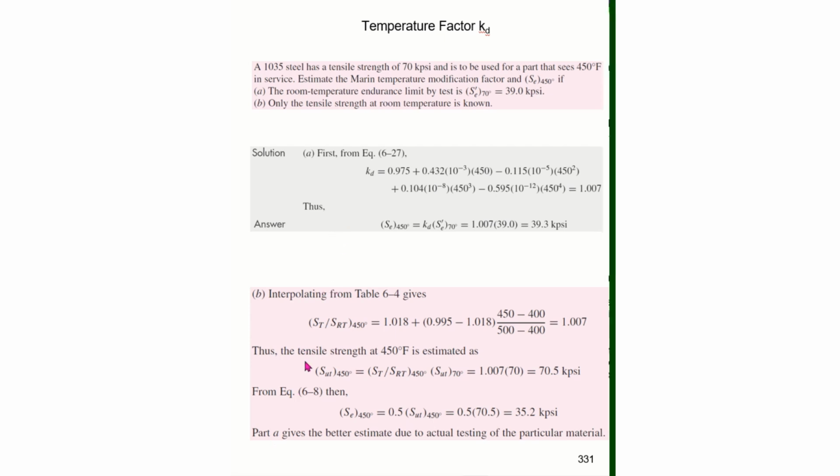Now, in this particular case, because there aren't any other Marin factors considered, Part A gives the better estimate due to actual testing of the particular material. But given that other Marin factors are involved, then you need to modify the ultimate strength for temperature and compute all those other Marin factors based off of the modified ultimate strength. So be careful with this statement here. In this particular case, Part A gives a better estimate due to actual testing, but that's because this is the only Marin factor that we are considering.